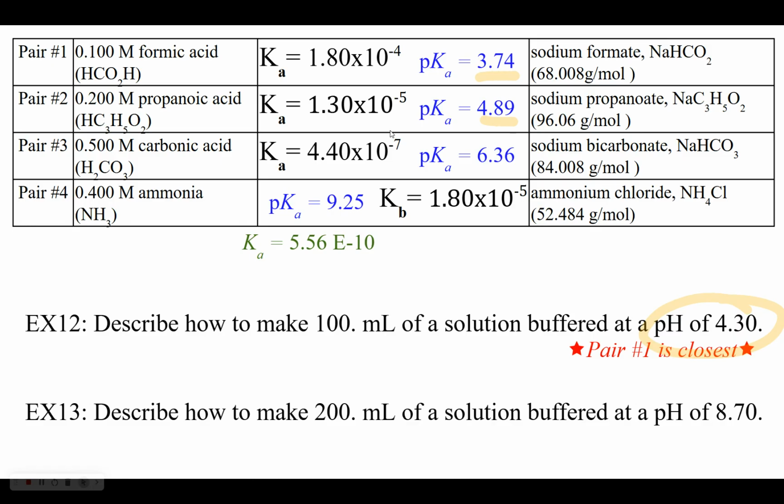And if you'd like, we can go through the process that would be needed to use pair number 2. It'd probably be pretty similar. But pair number 1 is the closest, which means our ratio of acid to conjugate will be closer to 1, and it's going to make a slightly better buffer here. So we are going to use pair 1 in the calculations that I do here. And then for a pH of 8.7, it's not even close. That's definitely going to be pair number 4 as our best choice there.